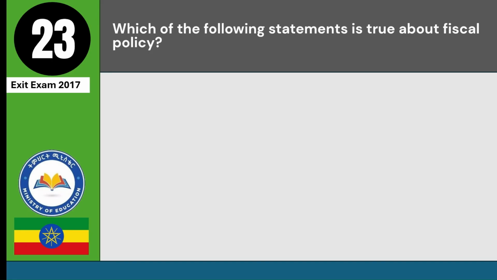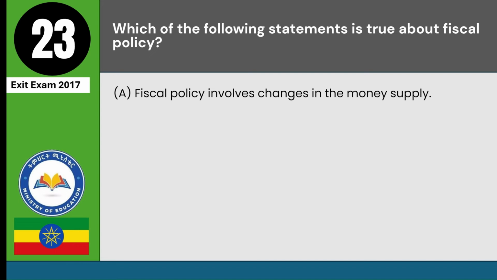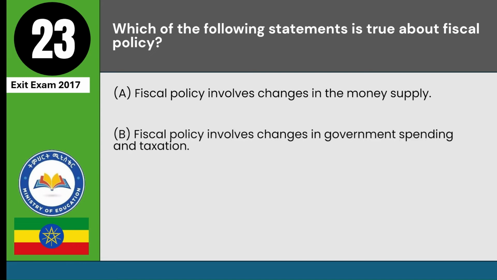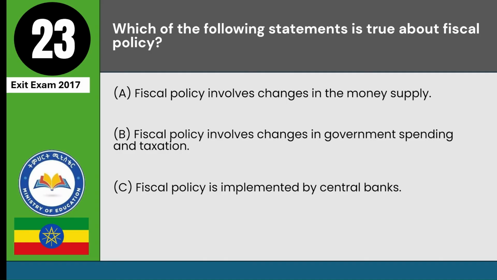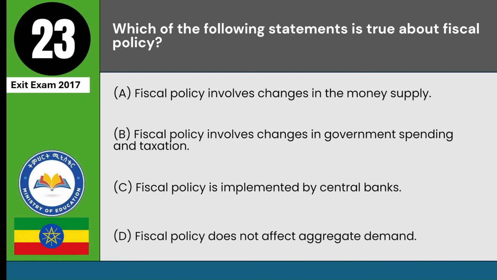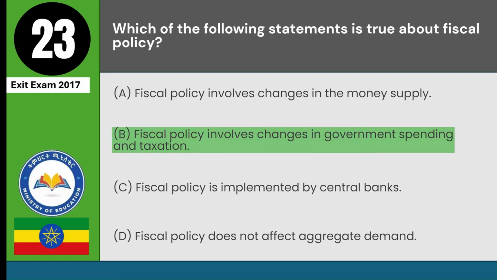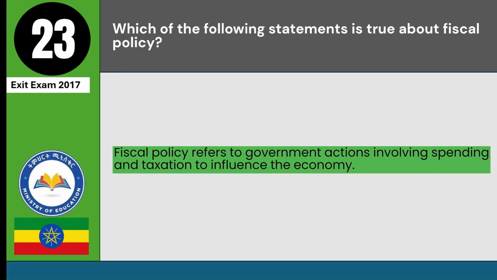Which of the following statements is true about fiscal policy? A. Fiscal policy involves changes in the money supply. B. Fiscal policy involves changes in government spending and taxation. C. Fiscal policy is implemented by central banks. D. Fiscal policy does not affect aggregate demand. Answer: B. Fiscal policy refers to government actions involving spending and taxation to influence the economy.